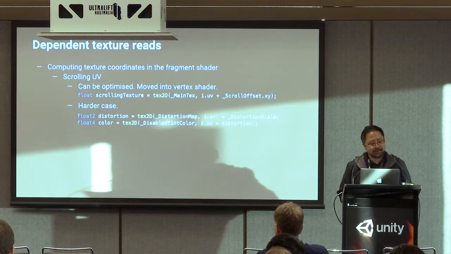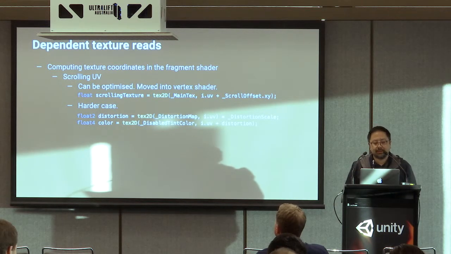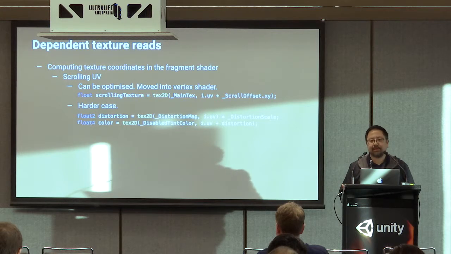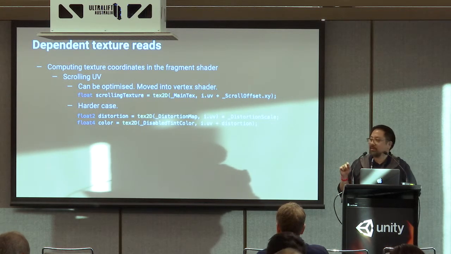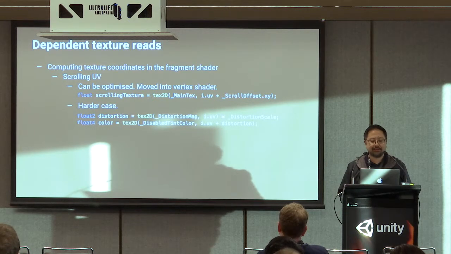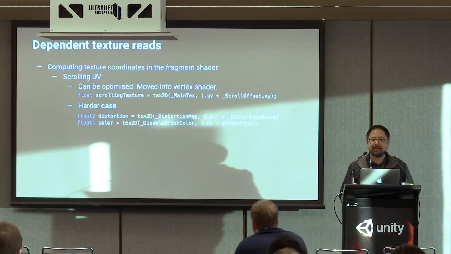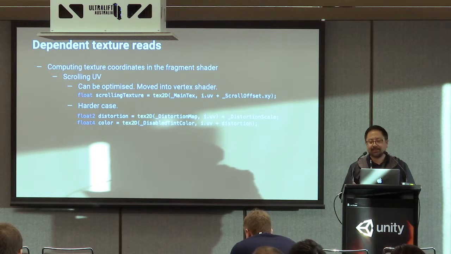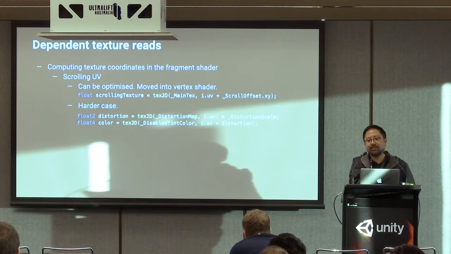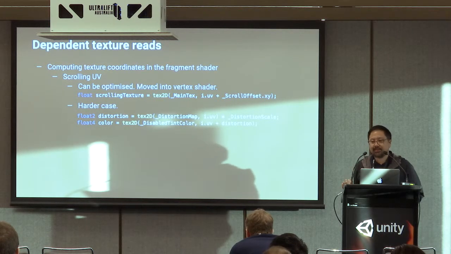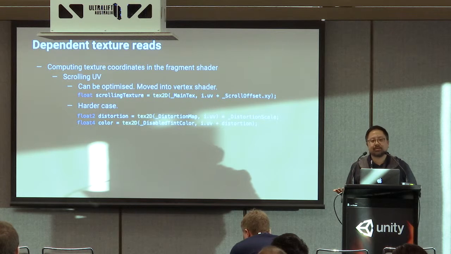Now I want to talk to you a bit about dependent texture reads. One thing a lot of people often do is get the UV and scroll it. You can see right there, main texture, UV plus some scroll offset. People often do this inside a pixel shader, but it often causes something called a dependent texture read, which I'll explain in the next slide. It's better, if you can, to move these UV calculations into the vertex shader. But there are cases where it's harder, like when you use another texture to distort a texture. That's often used for something like a flame texture with distortion. In that case, you just have to minimize that.